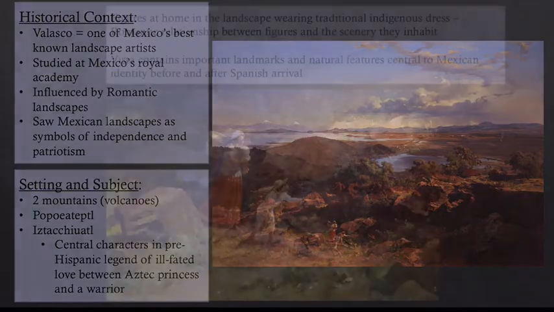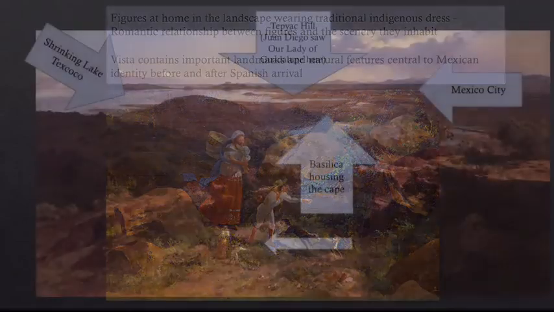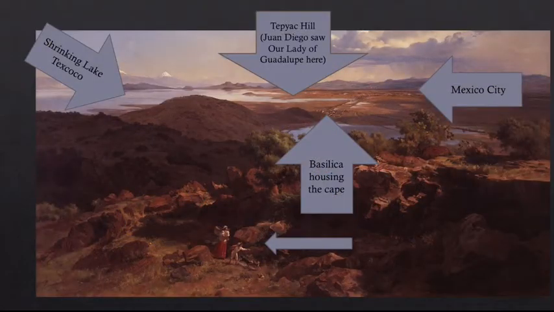Check out the two figures in the foreground. They are very clearly in Mexican indigenous dress, and they inhabit a scene that is very indicative of Mexican history and is well known throughout Mexico. Some of the aspects of the scene itself indicate a work that we've seen in the past. In the background, you see a shrinking Lake Texcoco and the growing Mexico City, also Tepeyac Hill. And if you remember Juan Diego and his vision of Our Lady of Guadalupe, the basilica that houses the cape that is known as Our Lady of Guadalupe is actually in the background as well.